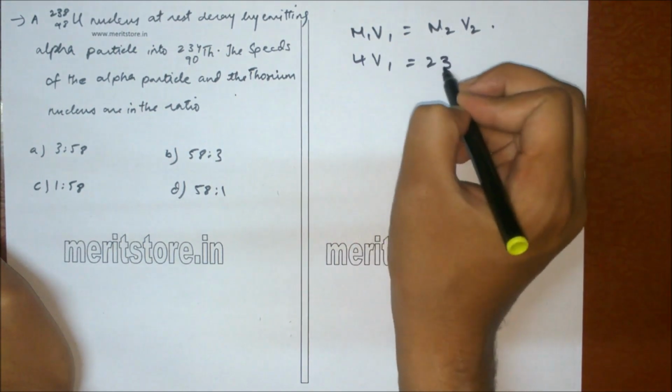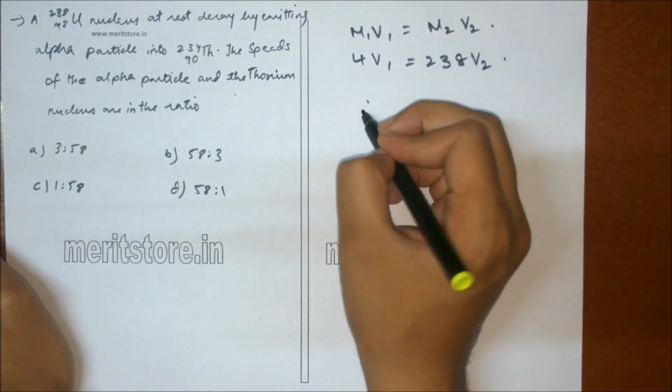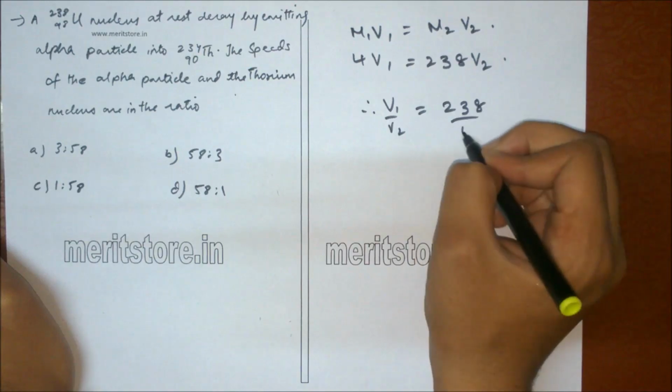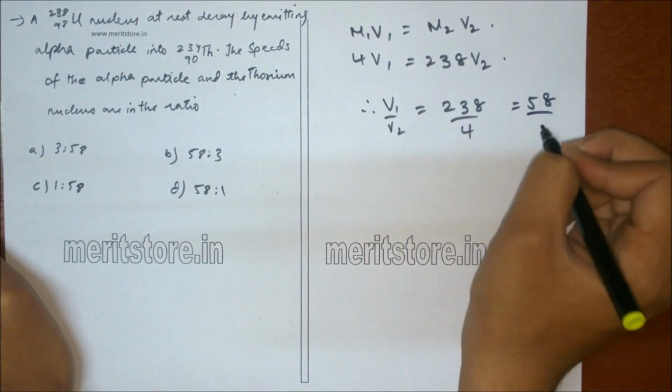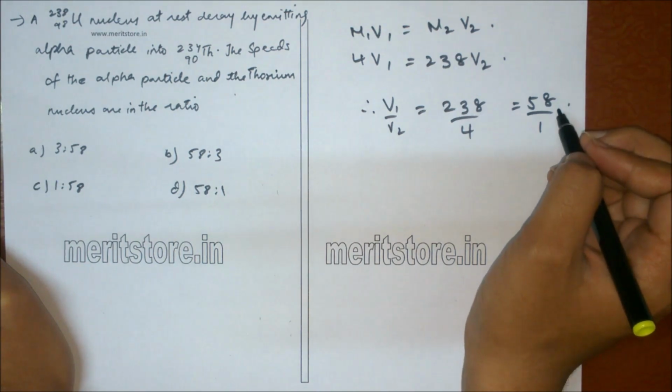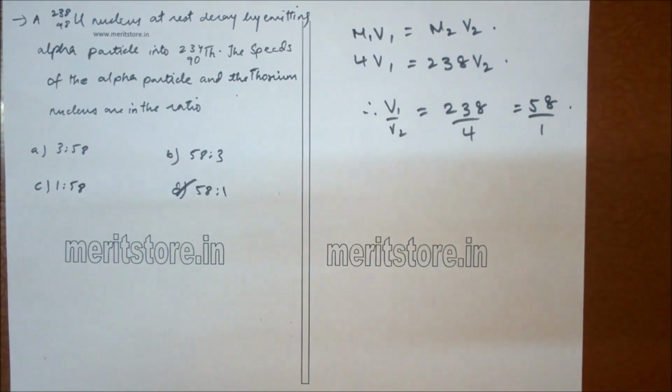4v1 is equal to 238 v2. Therefore v1 upon v2 is equal to 238 upon 4, which is equal to 59.5 upon 1, the velocity of alpha particle in thorium. Option D is the correct answer.